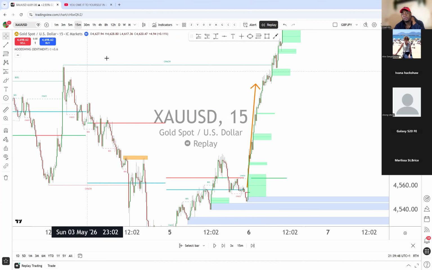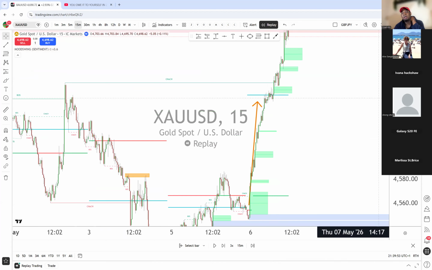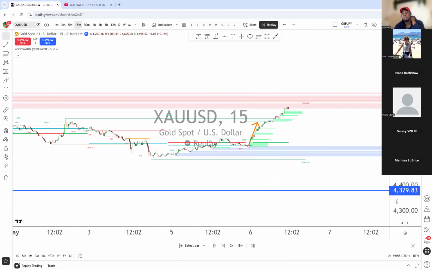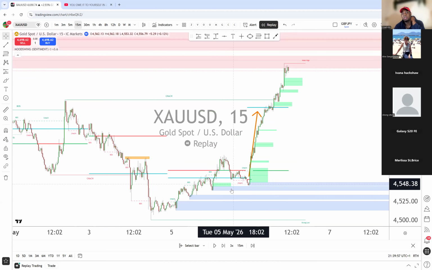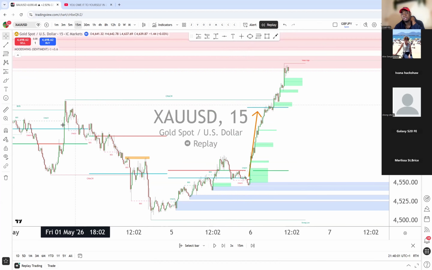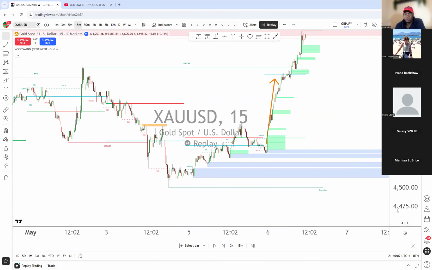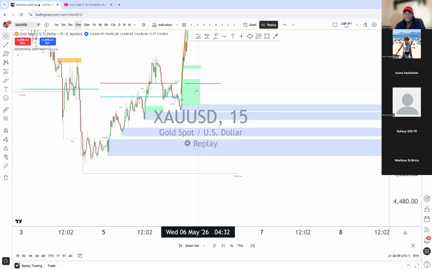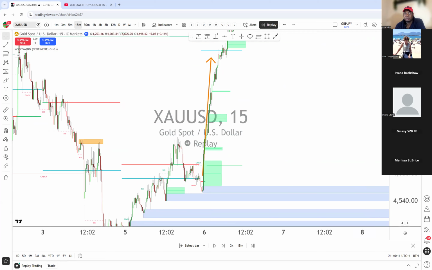So never look for a sell on those old order blocks. An order block is old or considered old when it's not formed the same day, right? So that was formed several days back, last week, Friday. So that's an old order block, right? The new order block is the one that's formed today, okay?